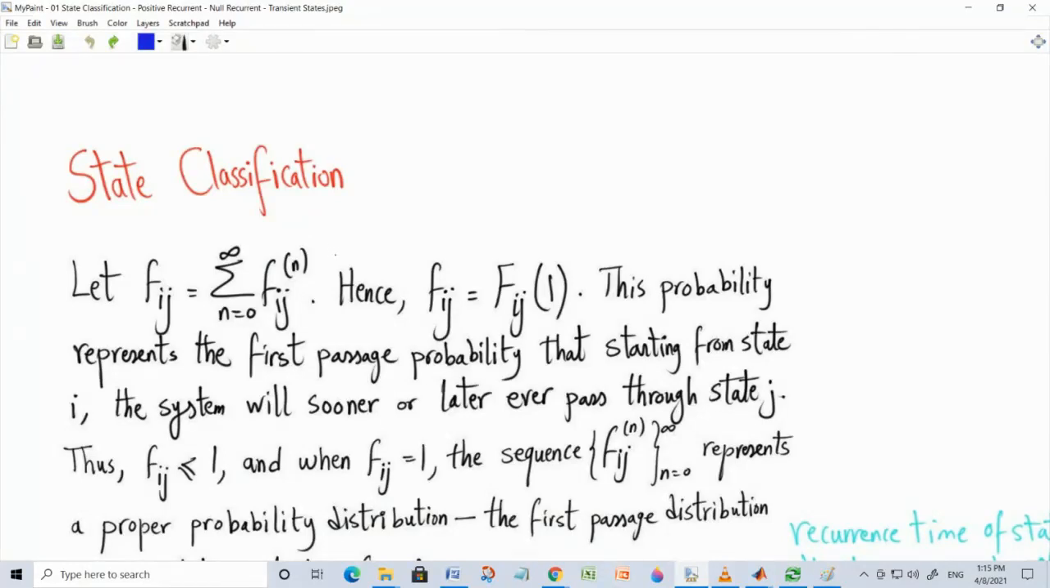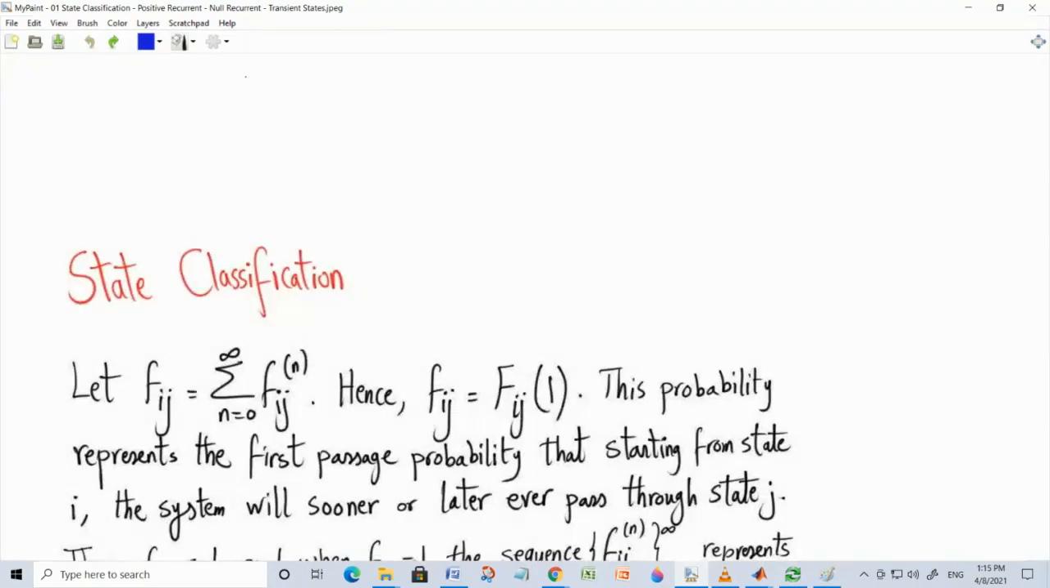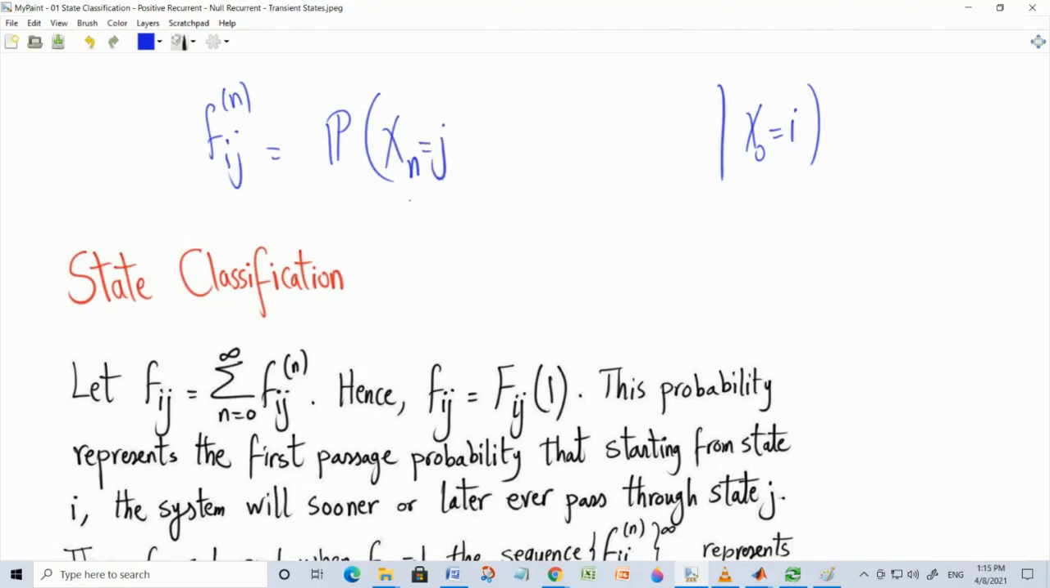Hello. We are now classifying the states of a Markov chain, and we last time defined basically the first passage probabilities, and so basically there is this probability Fij of n, and this is the probability that for a homogeneous discrete-time Markov chain, given that x0 you are in state i, you are after n steps, or at time instant n, in state j.